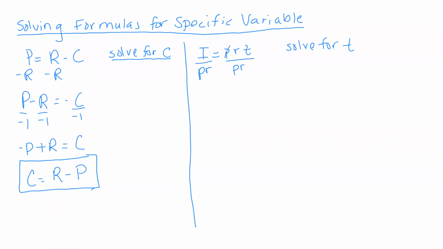On the right, the P's cancel. P divided by P is 1. The R's cancel. R divided by R is 1. That leaves me with a single T.